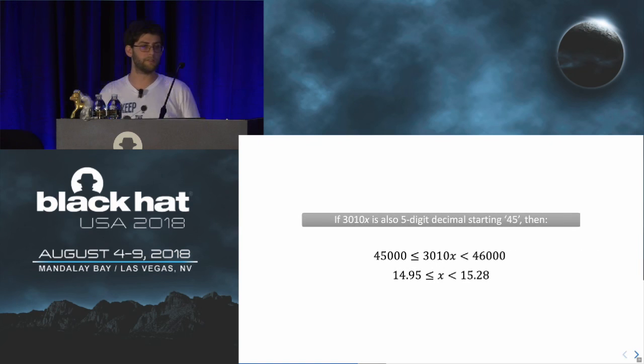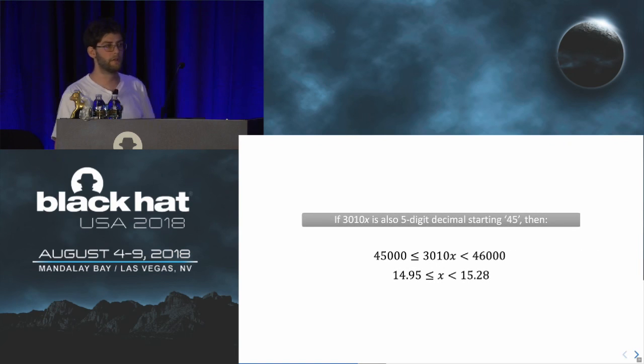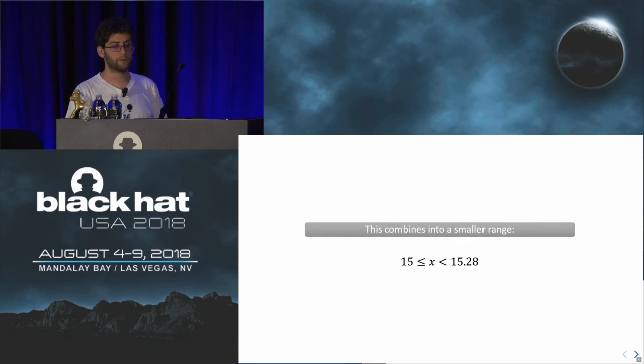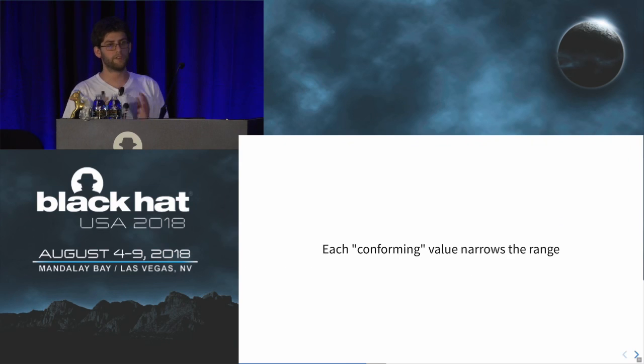Now, if you get some additional information here and you learn that also 3010 times x follows that same property where you've got a 5-digit decimal starting with 45, then you get another interval. You can combine these intervals into a smaller range. And so with each time that you're learning about this other factor of x, you're able to narrow down the range.